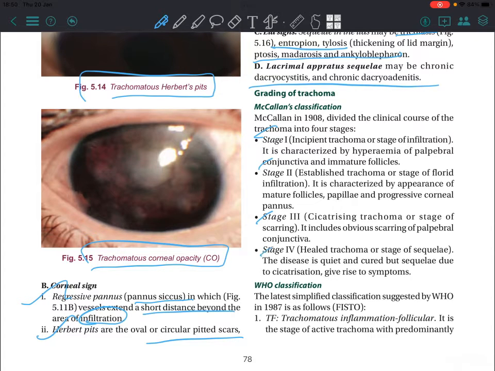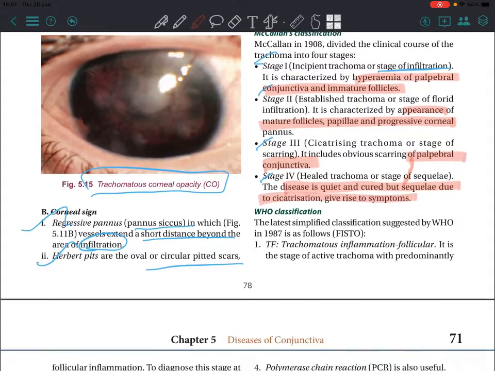Stage 1, 2, 3, 4. Stage 1, incipient trachoma, stage of infiltration. It is characterized by hyperemia of palpebral conjunctiva and immature follicles. Stage 2 is characterized by the appearance of mature follicles, papillae, and progressive corneal pannus. Stage 3 includes obvious scarring of palpebral conjunctiva. Stage 4: the disease is quite cured but sequelae due to cicatrization give rise to symptoms.